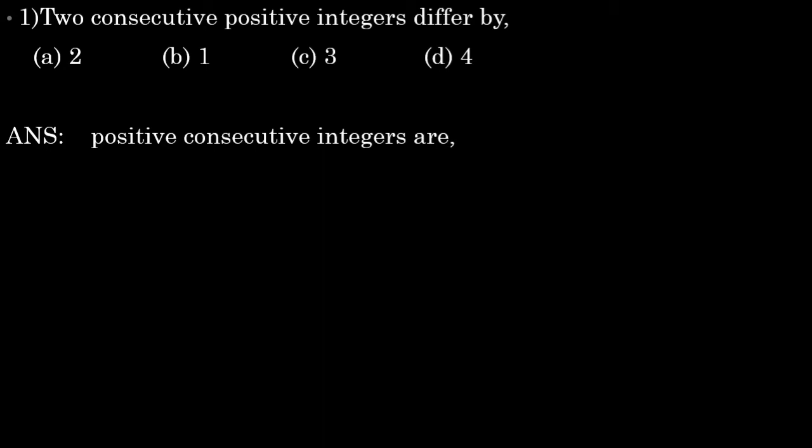So we know that a consecutive integer means x, x plus 1, x plus 2. That means one more than another, one more than another. That's adding and going. For example, you can take 1, 2, 3, 4 also. In this, what is the difference we are getting? 1 only. So option B, 1, is the correct answer.